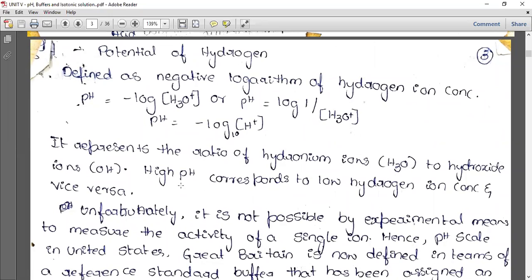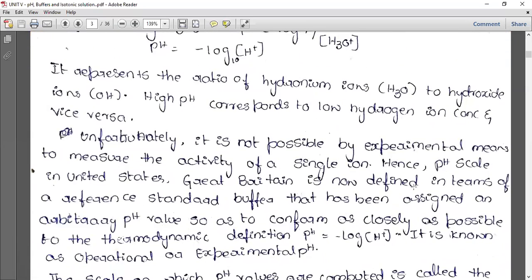So a high pH corresponds to low hydrogen ion concentration and high hydroxide ion concentration. For example, low hydrogen ion concentration means hydroxide ion is more, and pH is high, that is, way beyond 7. It's more than 7. Okay, so we'll talk about that later.